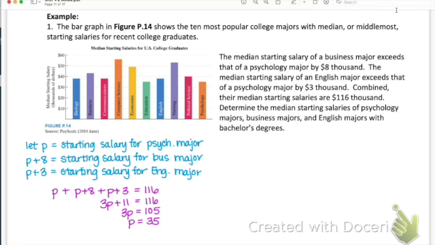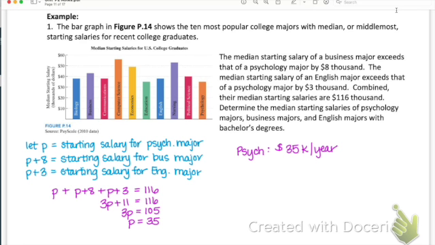It didn't ask us to solve for P. P was never part of the question at all. So the question was, determine the median salaries. P represented the starting salary for a psychology major. So we found that.